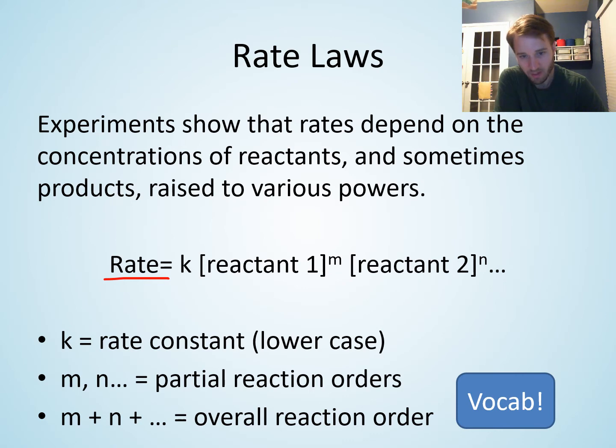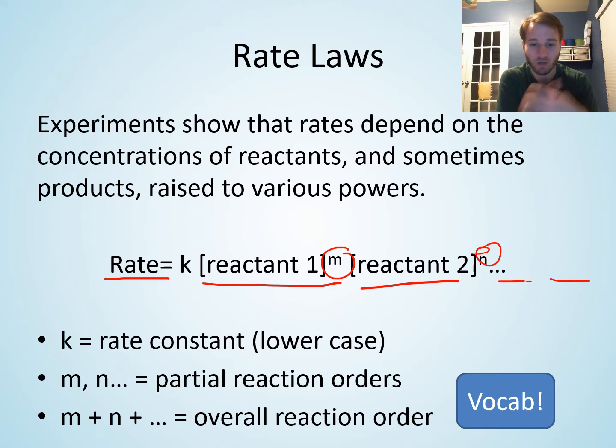After the rate constant, it is just the concentrations of your reactants, depending on how many reactants you have, all multiplied together. Each one is raised to some power. Those powers, n here, are the partial orders of the reaction, and the sum of those powers gives us the overall reaction order. This terminology will be used often.